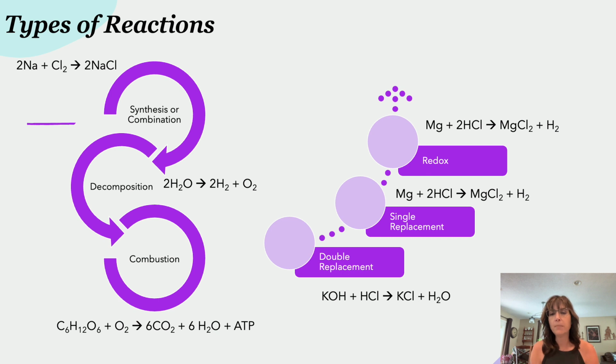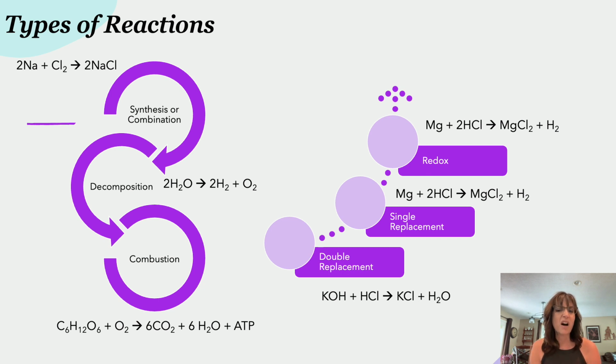Combustion has a couple of characteristics. It's always a hydrocarbon. That means something that's made up of carbon and hydrogen. It can have oxygens, sometimes it has nitrogens. But when it's just C and H or C, H and O, you always add oxygen, always. And you always make two products, CO2 and water. The example I gave is cellular respiration, where we take glucose and oxygen and make CO2, water, and ATP.